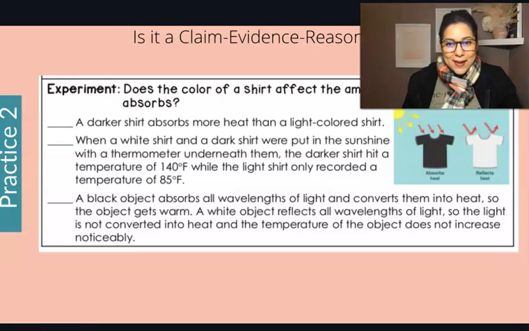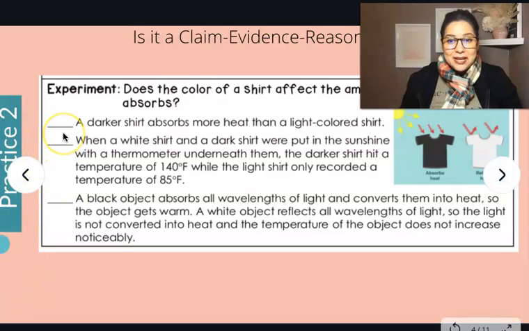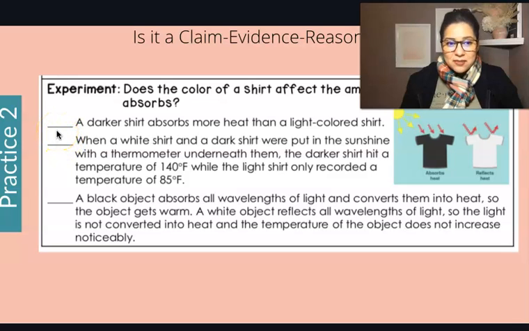All right, welcome back from our warm-up, and let's check our work and see how on track we are. The first statement is a claim. It is stating that the darker shirt absorbs more heat than the light color shirt. That is a claim. While the second statement is providing evidence.